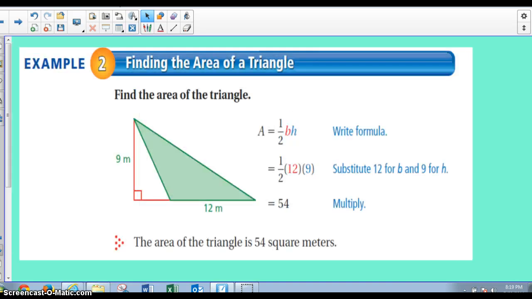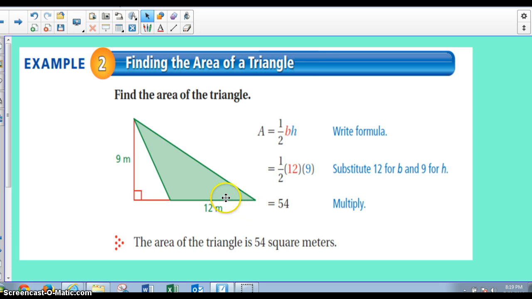Example 2, finding the area of a triangle. Find the area of the triangle. Again, formula A, area equals 1/2 base times height. So let's take a look at this triangle. Now, notice the leaning of the triangle. Okay, isosceles. It's not straight up for one of the sides. They're both on an angle.